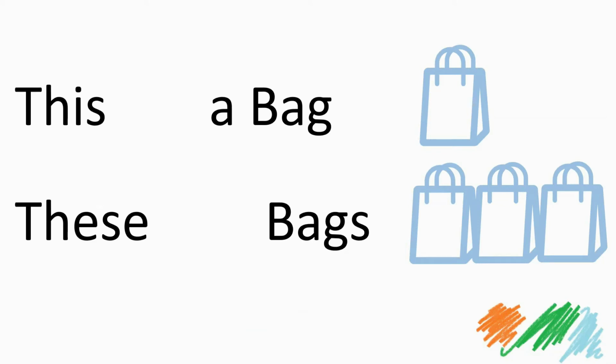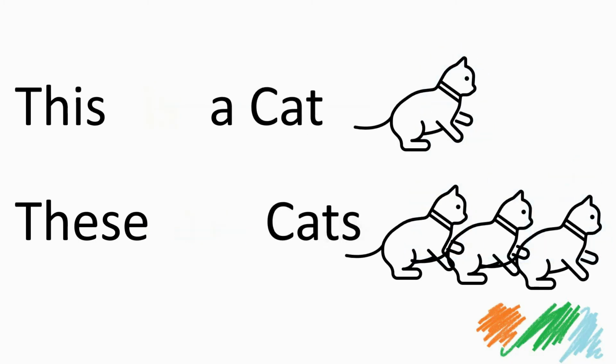There is 1 bag. And second line, how many bags do we have? 3. So is used when there is a single thing, and are is used when there are many things, right? So this is a bag. These are bags. This is a bag. These are bags.